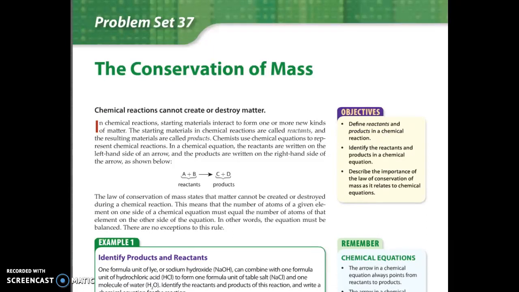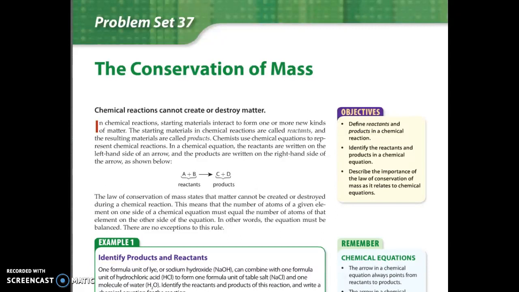A better way to say that is that the arrow points to the products, because we'll find out later that we can actually have our arrow point to the left. So it's better to think of that the arrow points to the products. The law of conservation of mass states that matter cannot be created or destroyed during a chemical reaction.